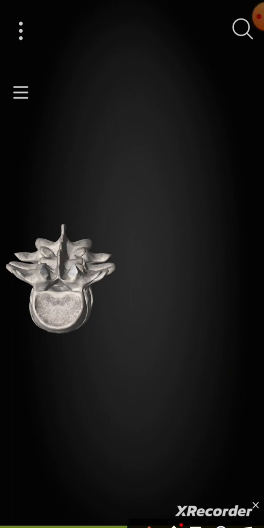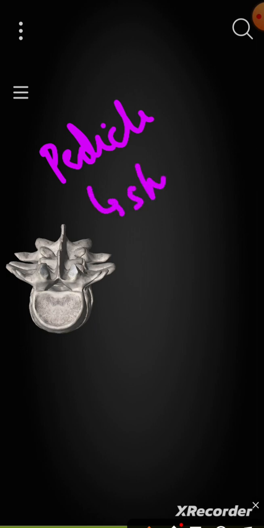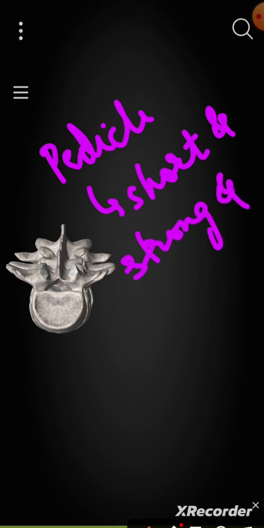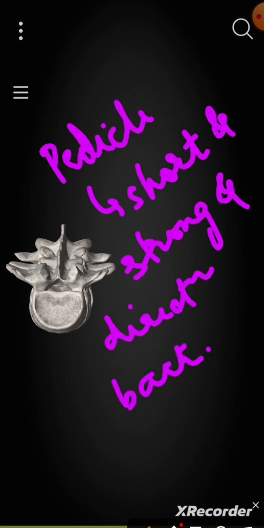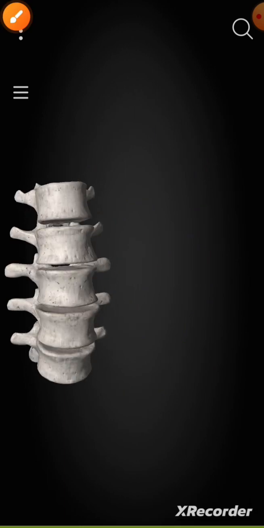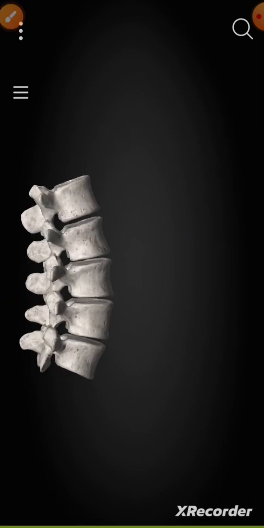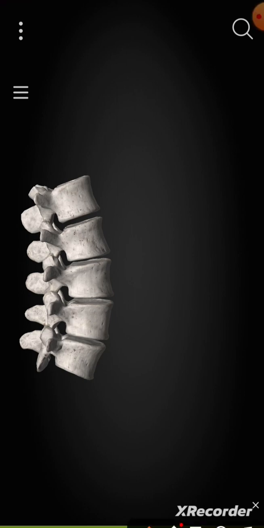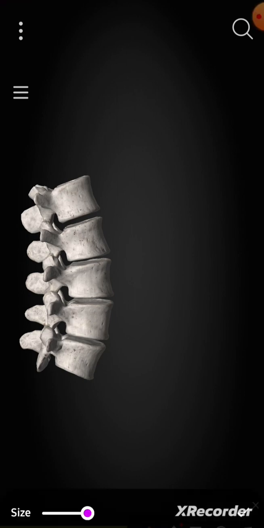Now the pedicle in the lumbar vertebrae is short and strong, and its direction is towards back, and it is attached to the body in such a way that there is a deeper inferior notch than the superior shallow notch. I will show you. See, this is a superior notch and this is an inferior notch.